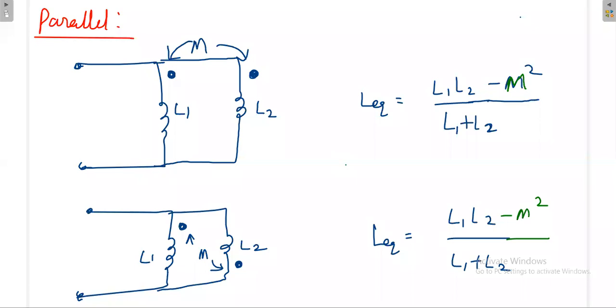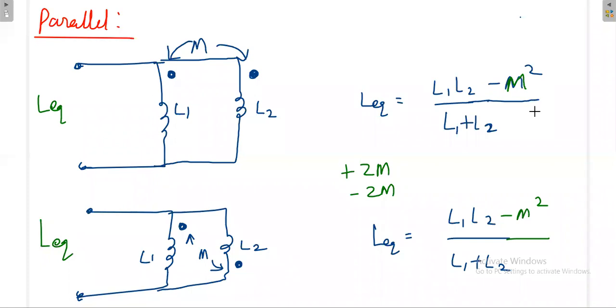Okay, one will have plus 2m, another will have minus 2m. Then which one will have plus 2m, which one will have minus 2m? A very simple idea I am telling. This L equivalent value for the first combination will be greater than the second combination, because this is like aiding. So finally the first combination will have more equivalent resistance compared to the second one.